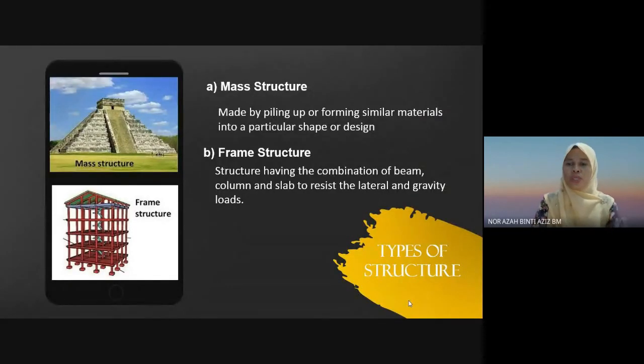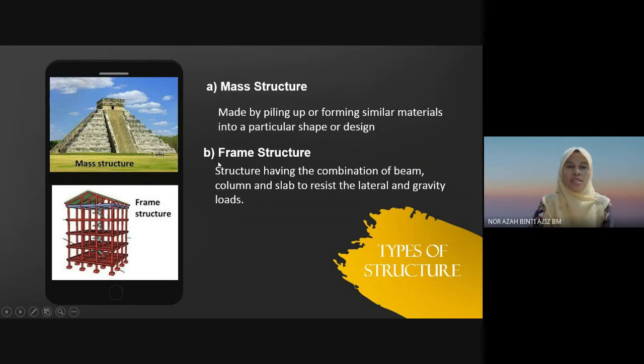Okay, now we go to types of structure. There are two types of structure. First, mass structure. Mass structure is made by piling up or forming similar materials into a particular shape or design. For example, this pyramid structure, maybe made of stone or concrete, solid concrete.